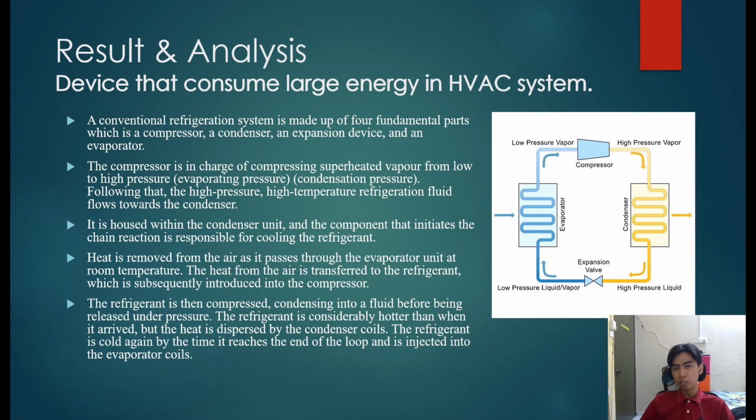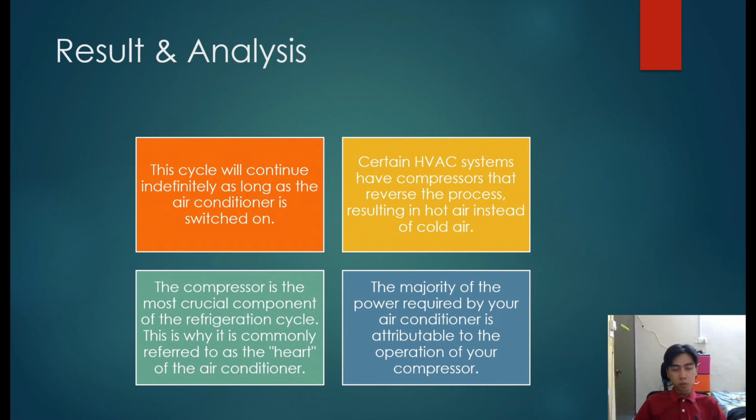The heat from the air is transferred to the refrigerant, which is subsequently introduced into the compressor. The refrigerant is then compressed, condensing into a fluid before being released under pressure. The refrigerant is considered very hot compared to when it arrived, but the heat is dispersed by the condenser coils. The refrigerant is cold again by the time it reaches the end of the loop, and it is injected into the evaporator coils. So this cycle will continue indefinitely as long as the air conditioner is switched on.